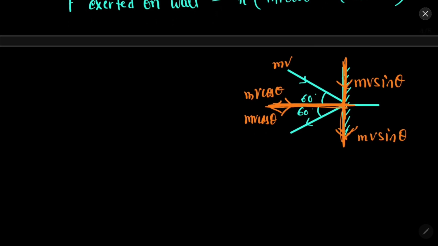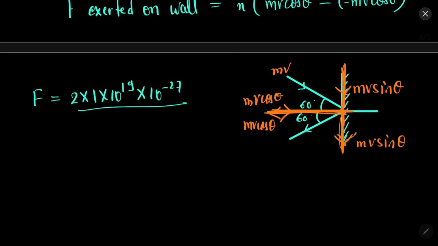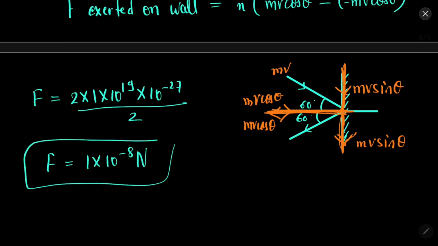So ultimately F will be 2 into 10, 1 into 10 to the power 19 into 10 to the power minus 27 divided by 2. So we will have force equal to 1 into 10 to the power minus 8 Newton.